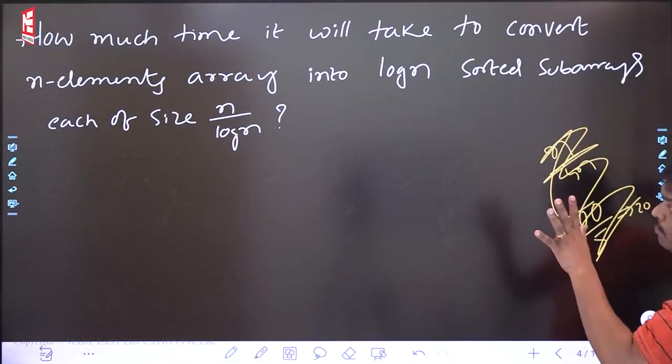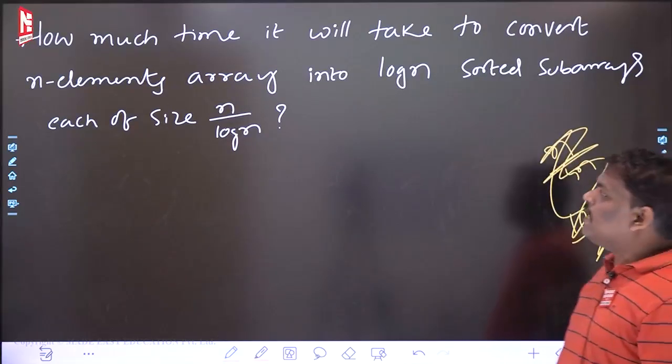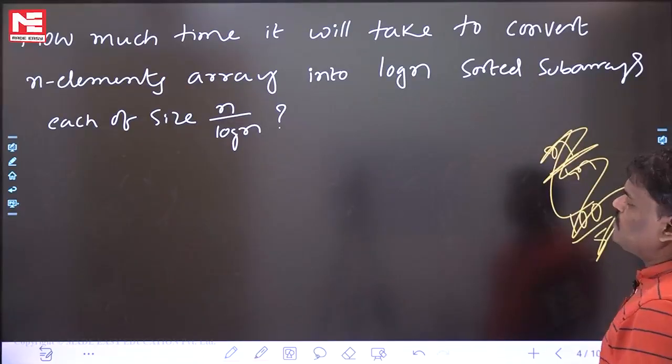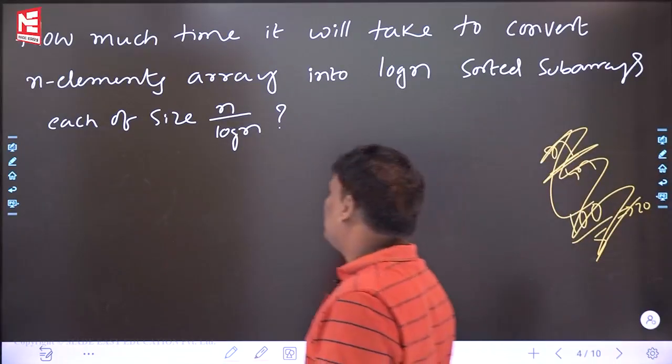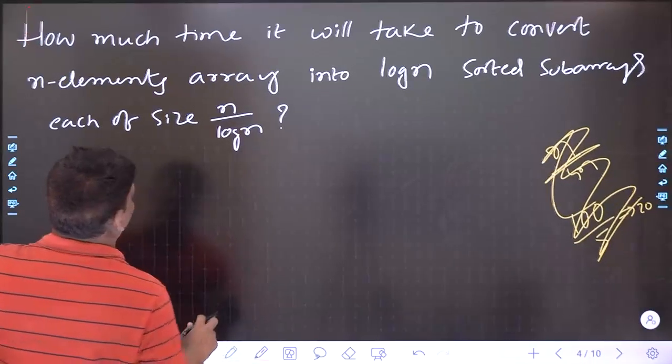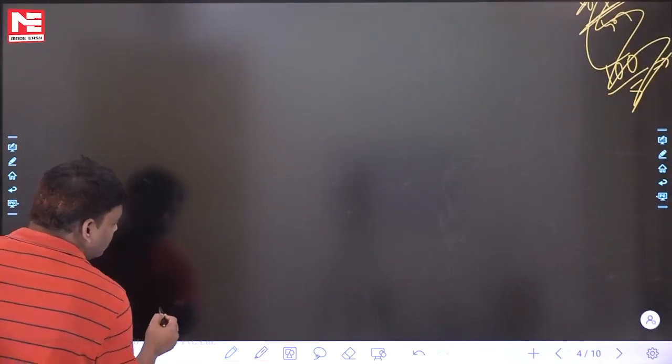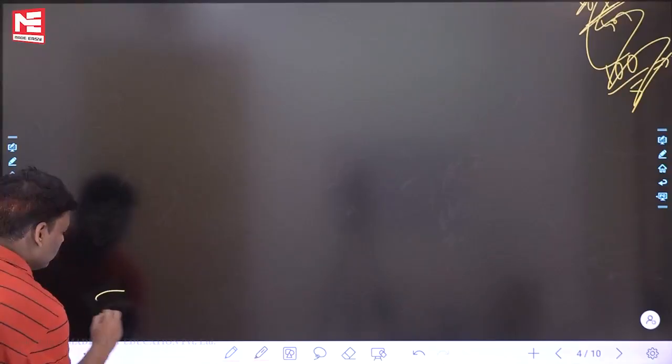So, here the major story is that if I give you an n elements array, you have to convert it into log n sorted subarrays, each of size n by log n. How much time is it? I will explain. See the answer. You know very well this is the answer for this. Can you say how many elements are there? N elements. See this one? N elements.